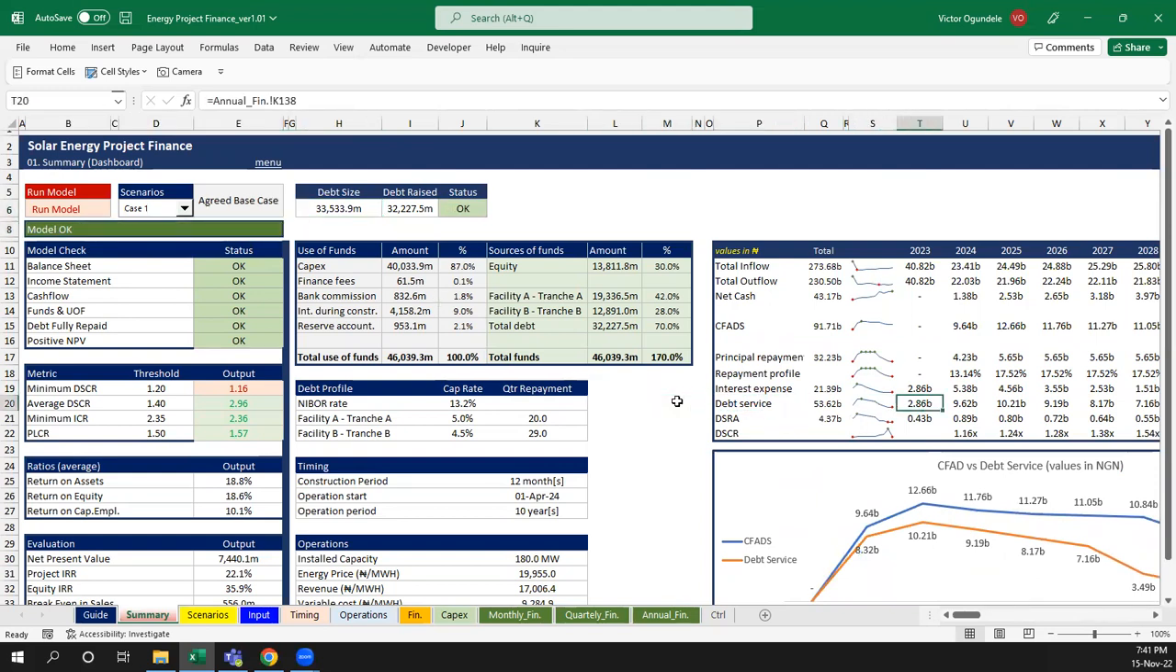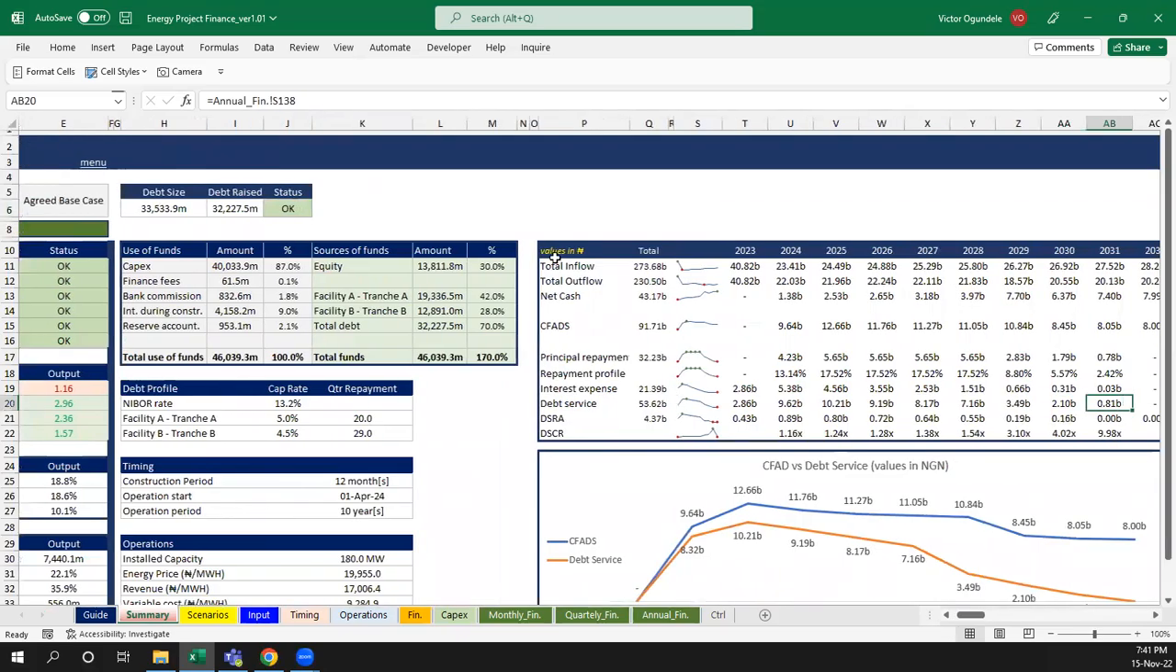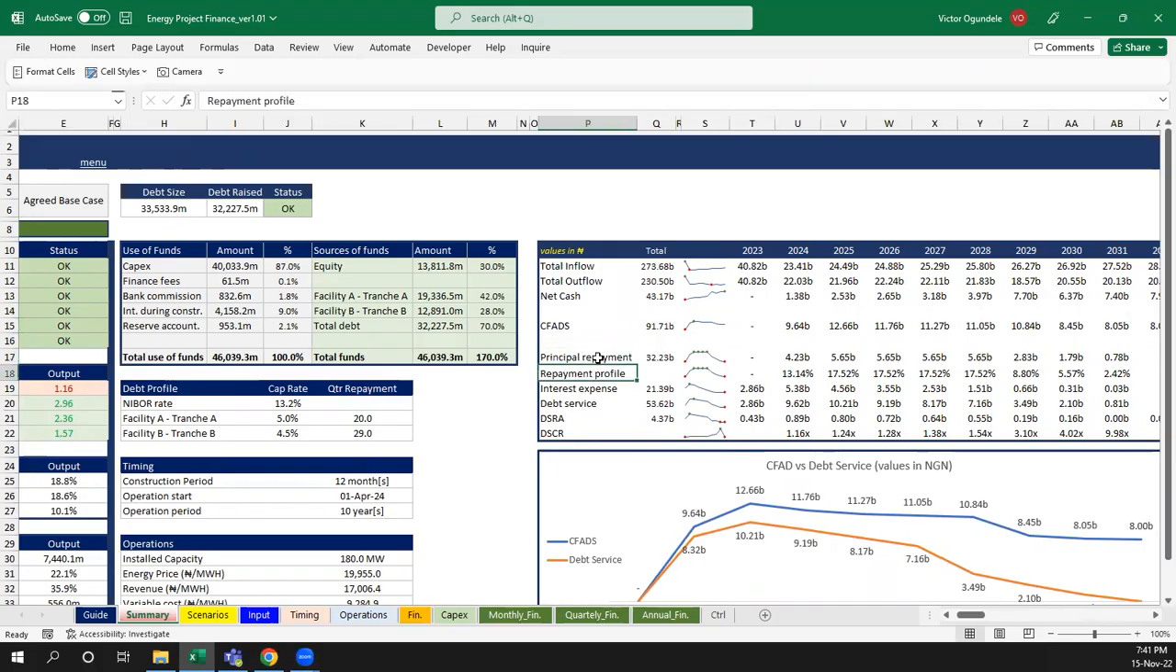And here we have our project operation. So expected inflow, our total flow, our net cash, our cash flow available for debt service, our principal repayments, the repayment profile, interest expense, debt service, our DSRA, debt service reserve accounts, and our debt service coverage ratio as well.